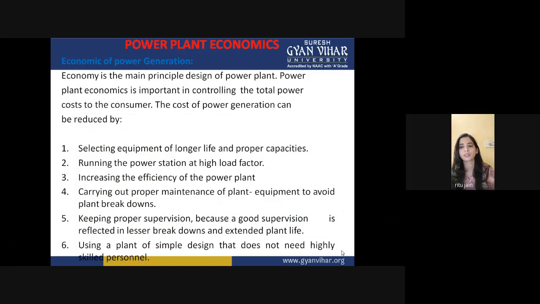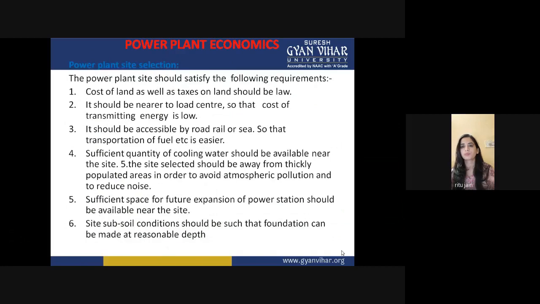Then increasing the efficiency of the power plant, carrying out proper maintenance of plant equipment to avoid plant breakdowns, keeping proper supervision because good supervision is reflected in fewer breakdowns and extended power plant life, and using a plant of simple design that does not need highly skilled personnel.